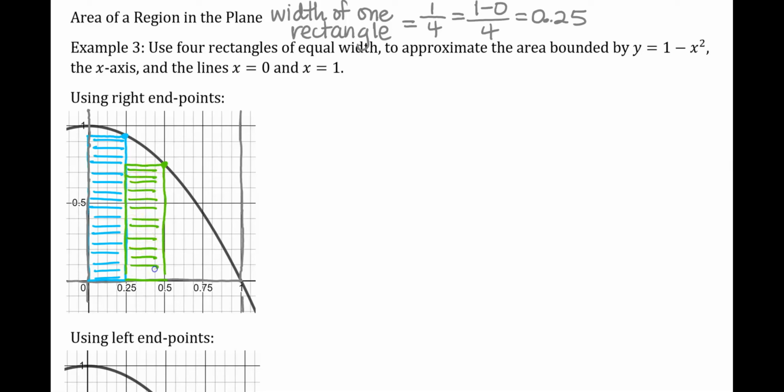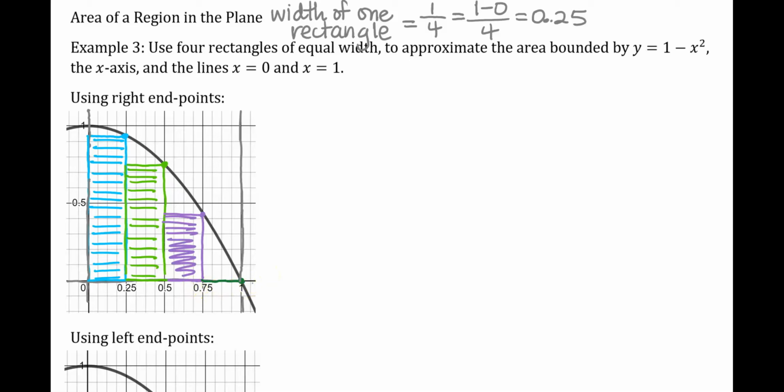For our third rectangle, it will run all the way to 0.75. So this is what that third rectangle will look like, going straight up from 0.75. I want the right endpoint of this rectangle to touch the parabola. So this is what our third rectangle looks like. And then finally, our fourth rectangle has again a width of 0.25. And for the right endpoint to touch that parabola, well, that right endpoint is on 0. And so that rectangle does not have any height.